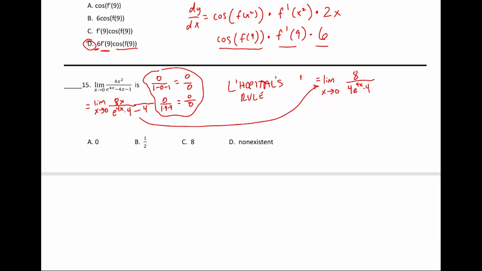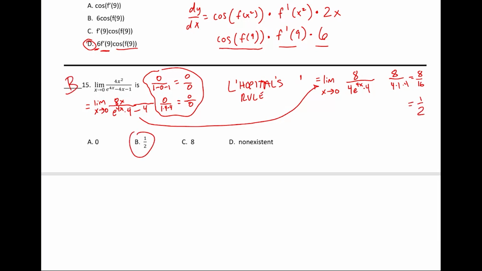So let's go ahead and try substitution again. Nothing to substitute in the top, so we got 8 over, and then we substitute 0 in the bottom. We've got 4 times 1 times 4. 4 times 4 is 16. So we get 8 over 16, which reduces to 1/2.